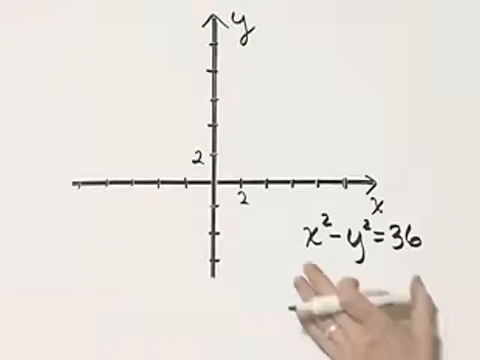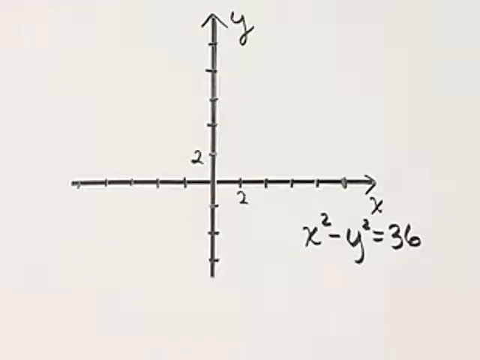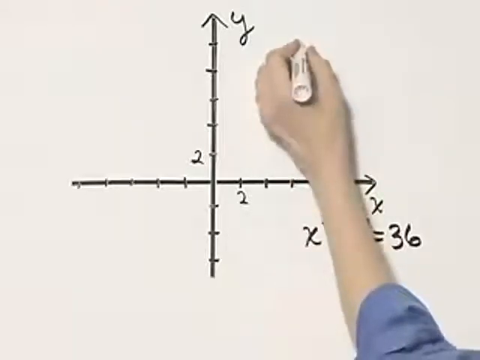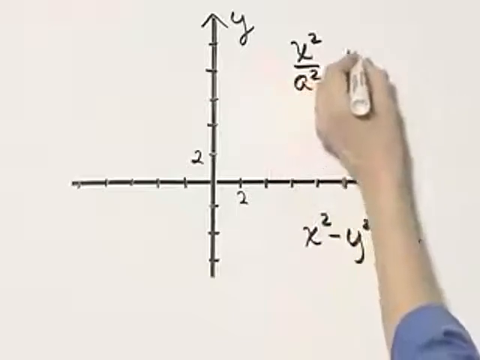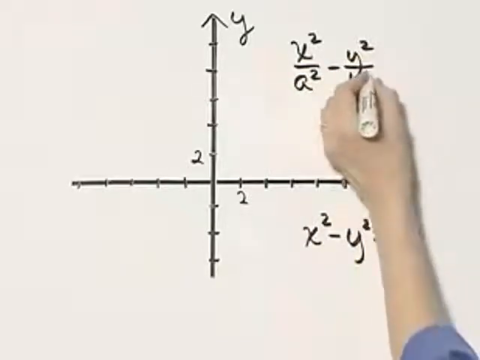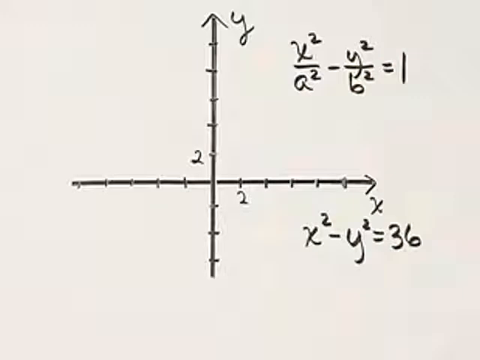We want to graph this conic section: x squared minus y squared is equal to 36. This should remind you of one of the general forms for a hyperbola, that being x squared over a squared minus y squared over b squared is equal to 1. So to have this general form, we will divide through by 36.